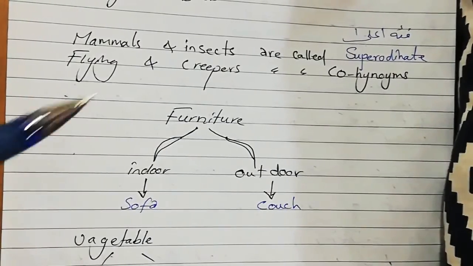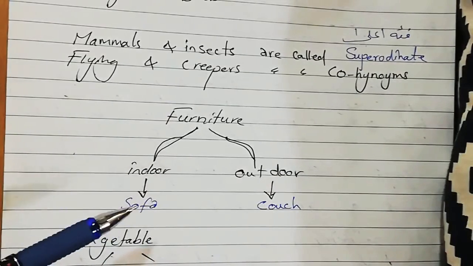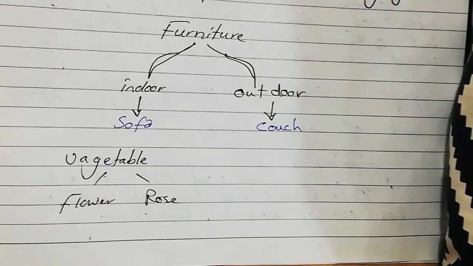Here we have furniture, okay? Indoor or outdoor. Couch, sofa. We may have vegetables, flower, rose. Carrot, tree.